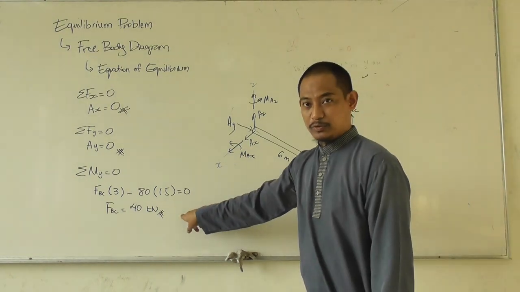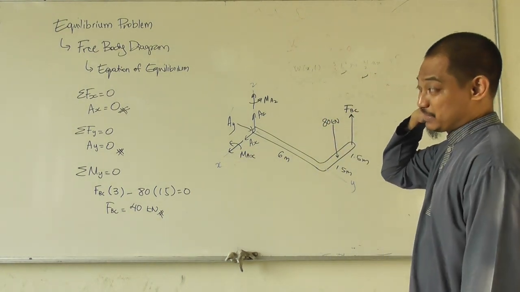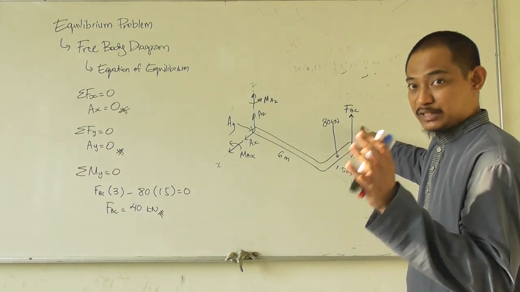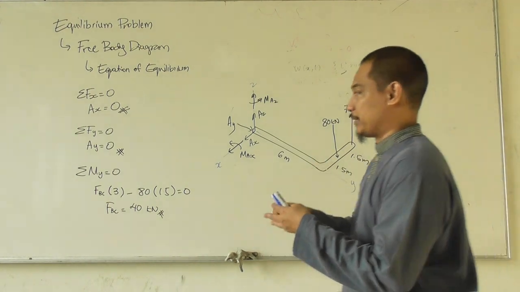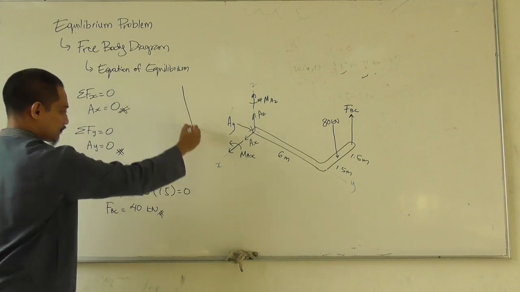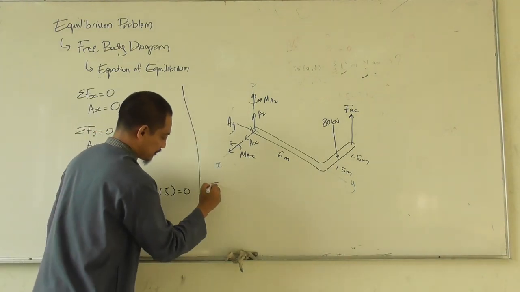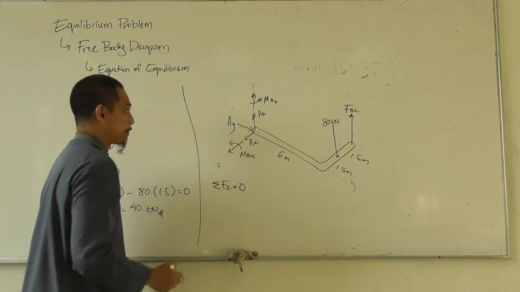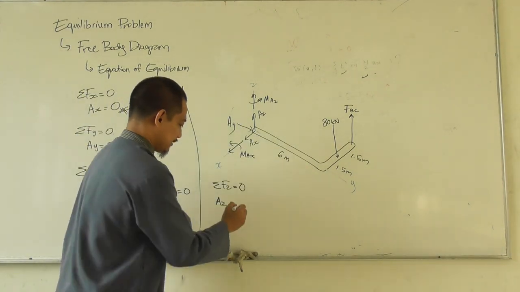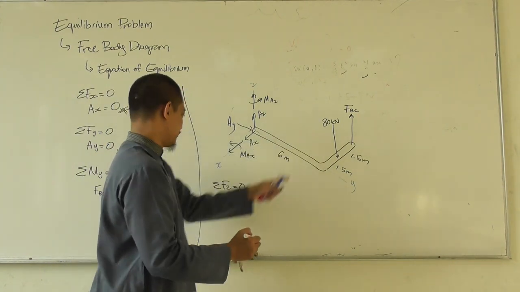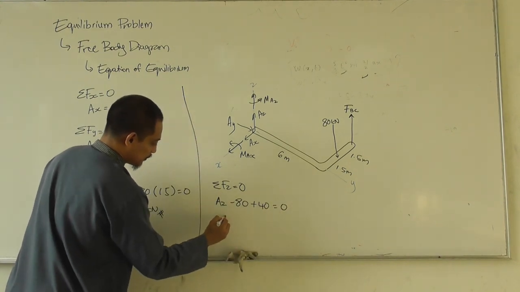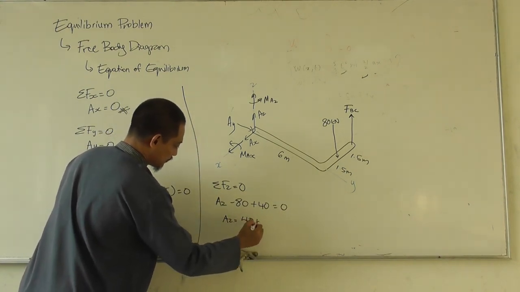Now, once this is known, if you recall, that's how we skipped summation of Fz, because you had two unknowns. You don't start with that one. But now this is solved, then you can go back there. So we continue with the same thing. Summation of Fz equal to zero now. So what do we have? We have Az minus 40 plus FBC, which is 40, plus 40 equal to 0. So Az equal to 40 kilonewton.